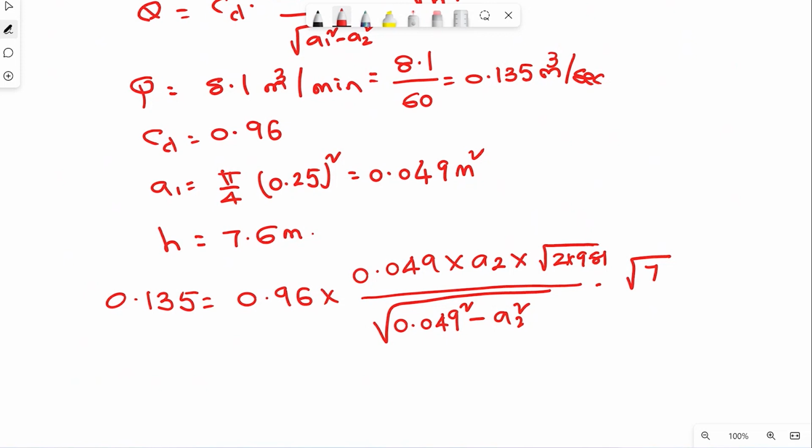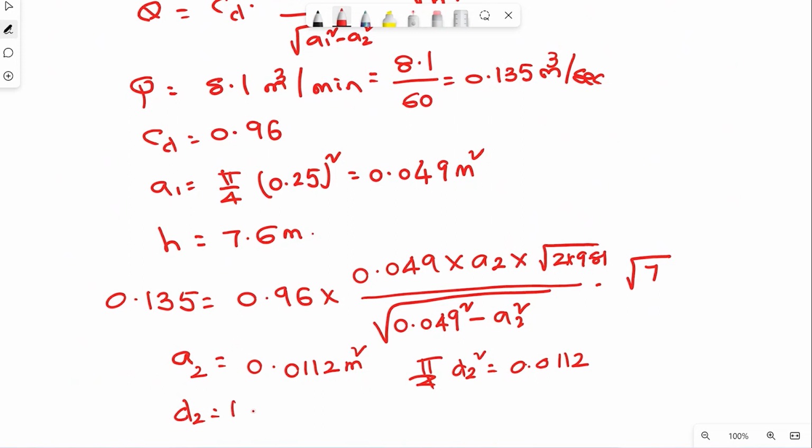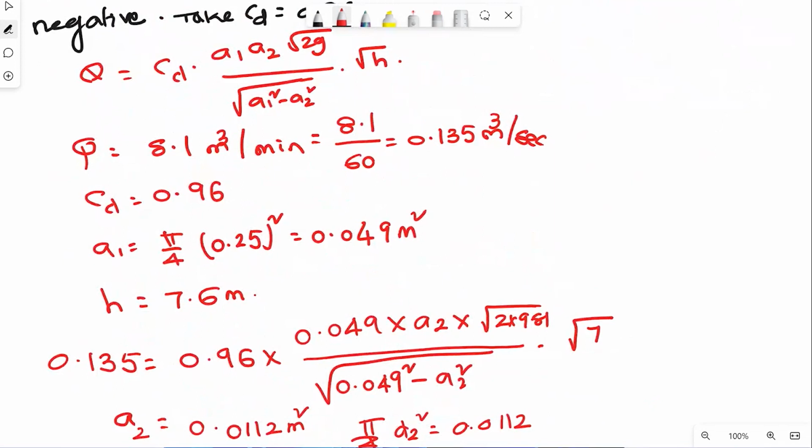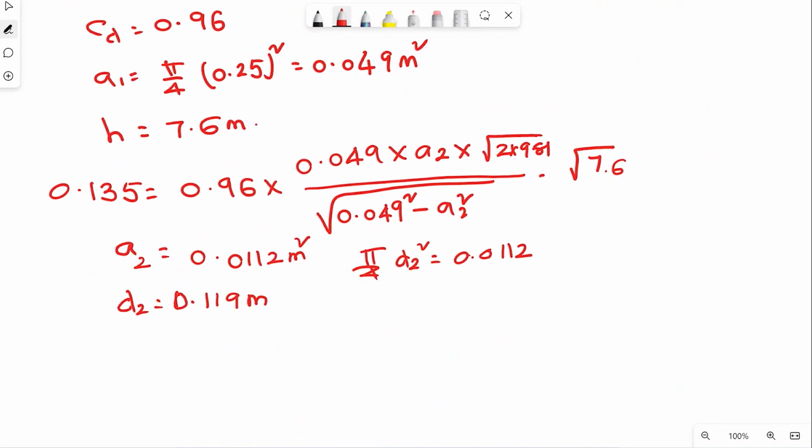So if you go for it, A2 is equal to 0.0112 meters square. Therefore, A2 is equal to pi by 4 D2 square is equal to 0.0112, right? So if you put it, then D2 is equal to basically 0.119 meters. Pressure is, sorry, here it is 7.6. Right. That's it. The remaining all is basically the same.